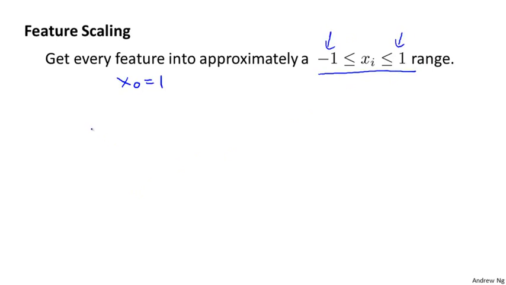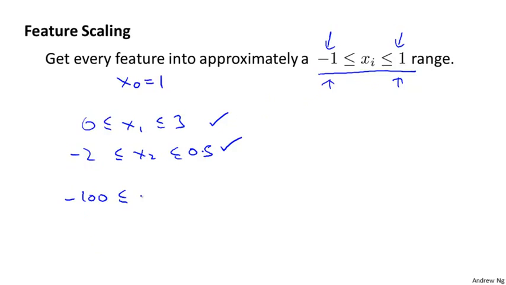So if you have a feature x1 that winds up being between 0 and 3, say, that's not a problem. Or if you have a different feature that winds up being between -2 and +0.5, again, this is close enough to -1 and +1 that that's fine. It's only if you have a different feature, say x3, that ranges from -100 to +100, then this is a very different range of values than -1 and +1. So this might be a less well-scaled feature.